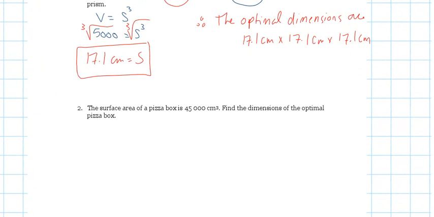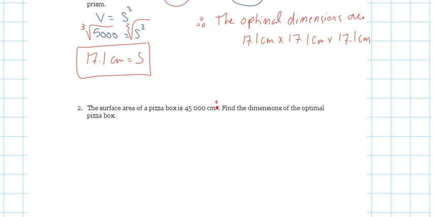Here's another weird example. So the surface area of a pizza box is 45,000 centimeter cube. Does that make sense to you, the unit and the thing? Surface area with centimeter cube? It should be squared. So the surface area of a pizza box is 45,000 centimeters squared. Find the dimensions of the optimal pizza box. Again, sometimes the question doesn't make too much sense, so you guys have to just live with it, okay?